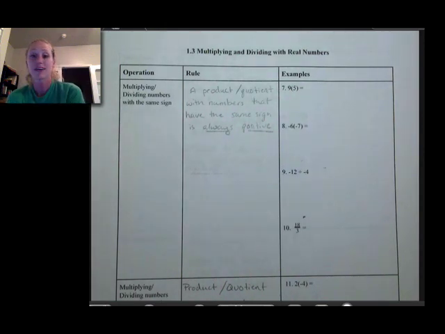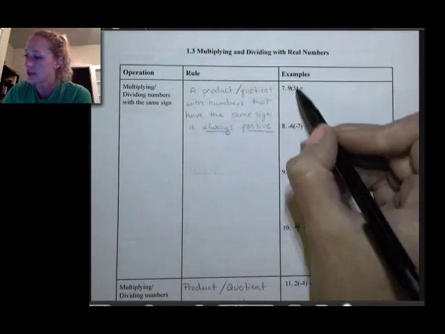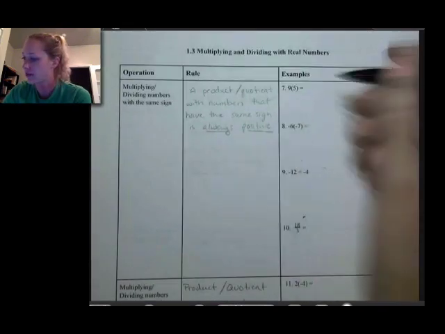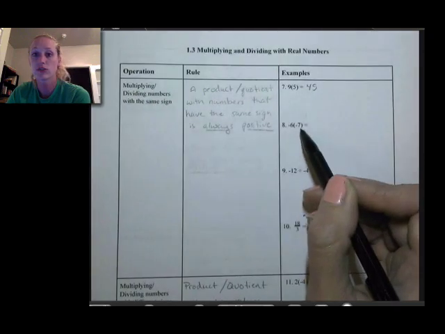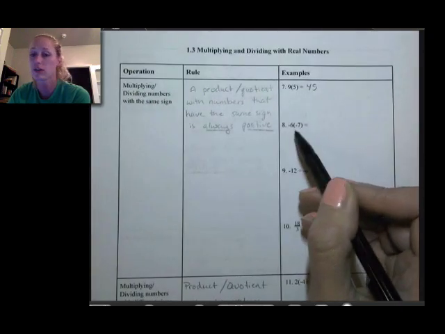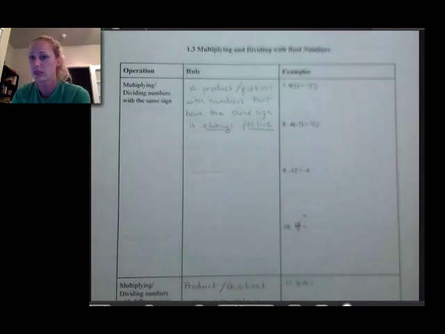So multiplying and dividing numbers with the same sign. The answer to a multiplication problem is called the product, and the answer to a division problem is called the quotient. When we're finding the product or quotient with numbers that have the same sign, our answer is always going to be positive. So, same sign, they're both positive. 9 times 5 is 45. 6 times 7 is 42. And yes, even though they're both negative, as long as they have the same sign, my answer is positive.